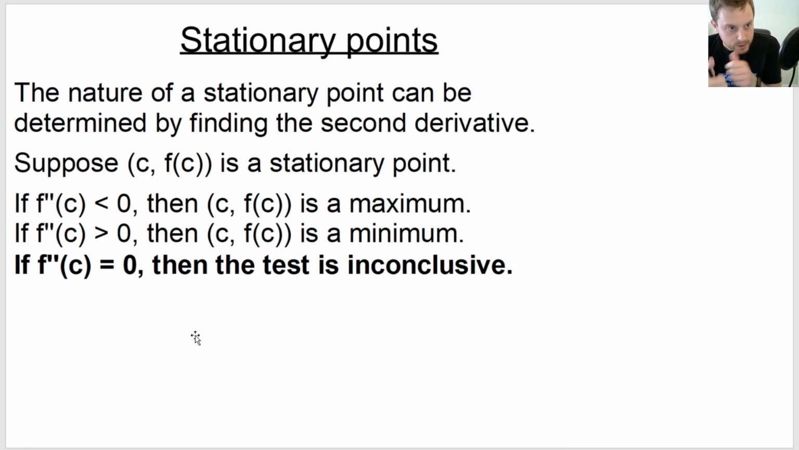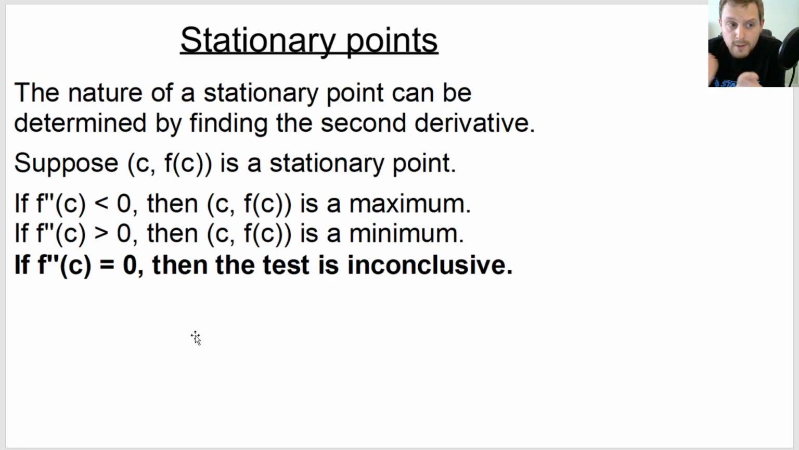So to recap, you get a stationary point by differentiating and setting equal to 0. You work out which points that works for by solving the equation. For each of those, you're going to use the second derivative test. So you differentiate again to get the second derivative. You plug those stationary point values in, those x's.